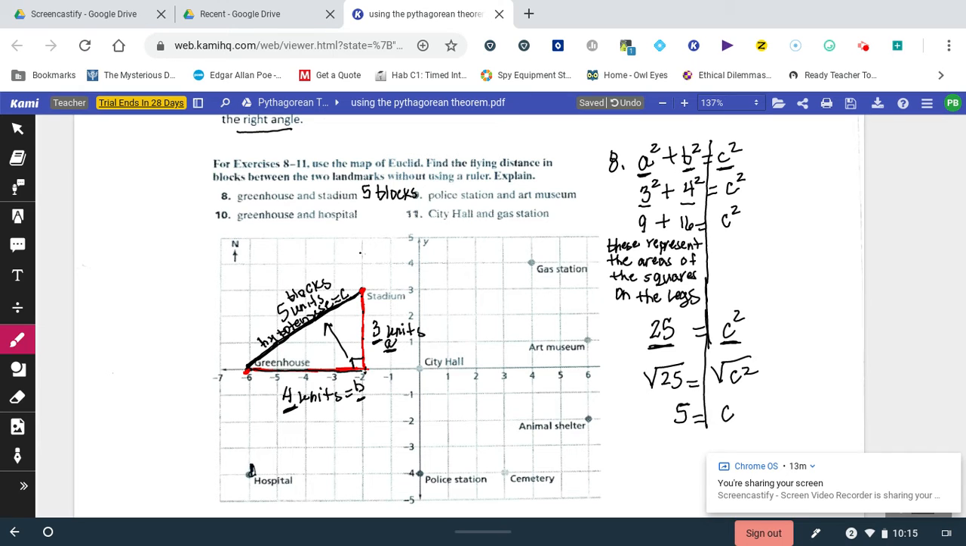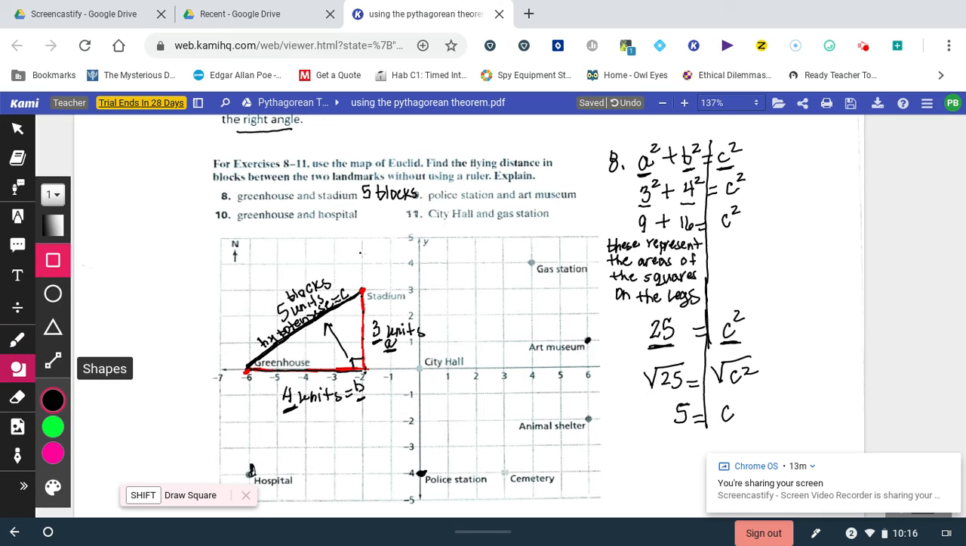All right, let's take a look at 9. You want to find the distance between the police station and the art museum. So where's my police station? Here's my police station, and here's the art museum. I want to find that distance. I could do better drawing it this way. I want to find that distance right there.